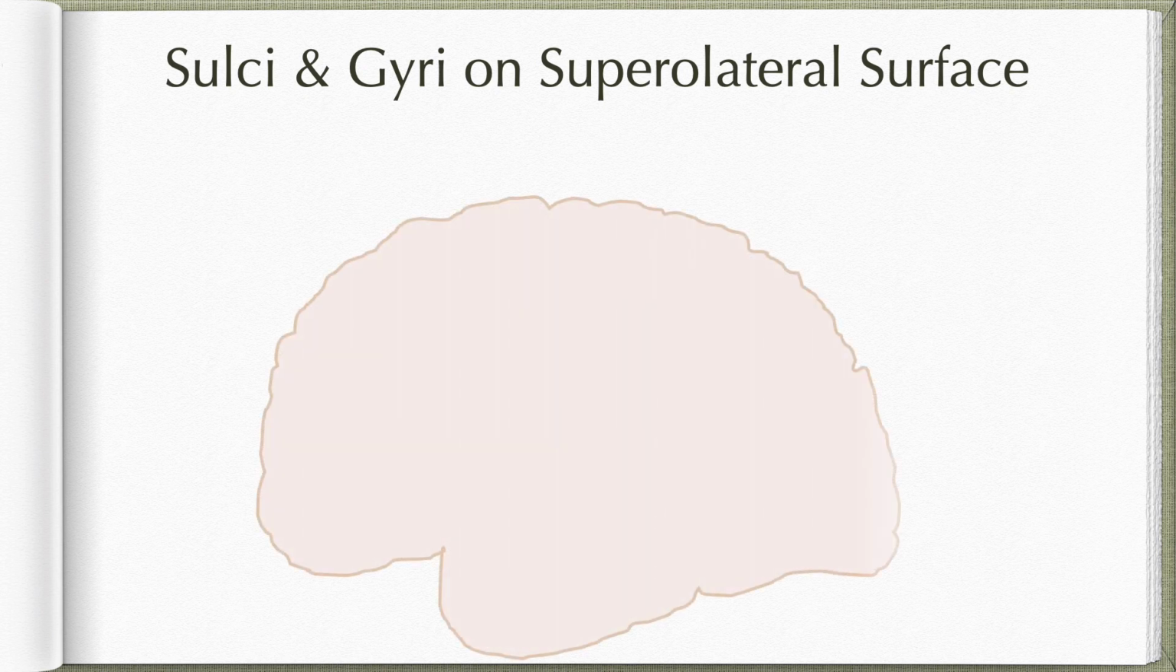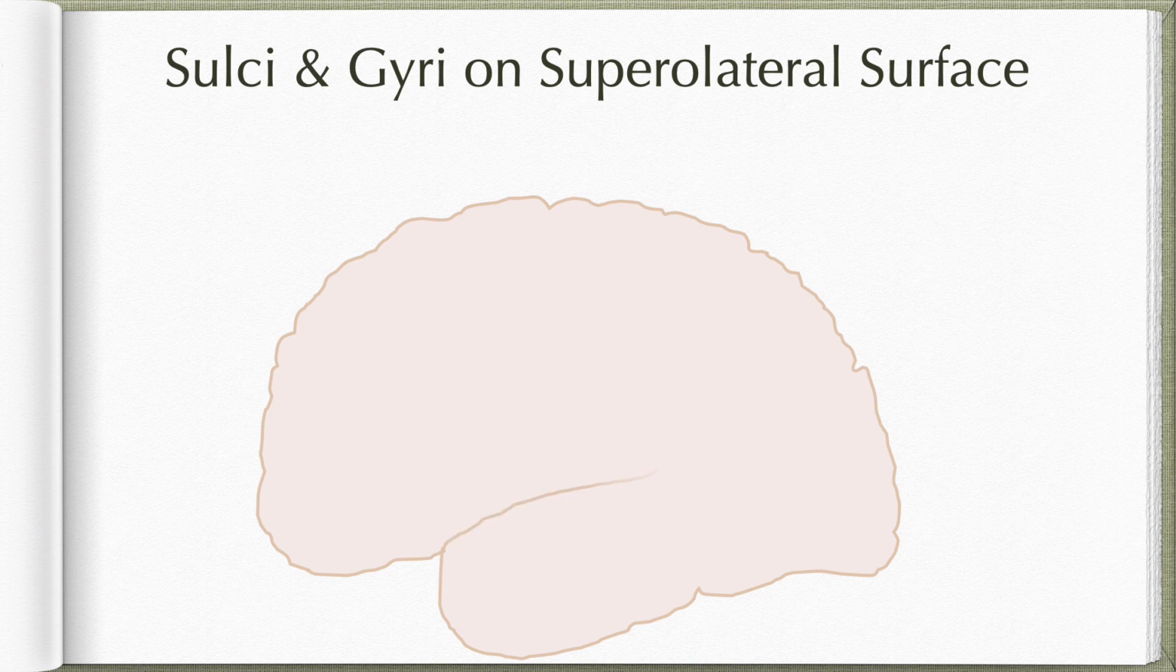Now coming to the sulci and gyri seen on the superolateral surface, please practice drawing this diagram. This is the outline of the cerebral cortex. Please make sure that the outline is a zigzag line, not a straight line, because it represents the presence of multiple sulci and gyri, which is an indication of the intelligence of the species. So do not make a straight lined outline.